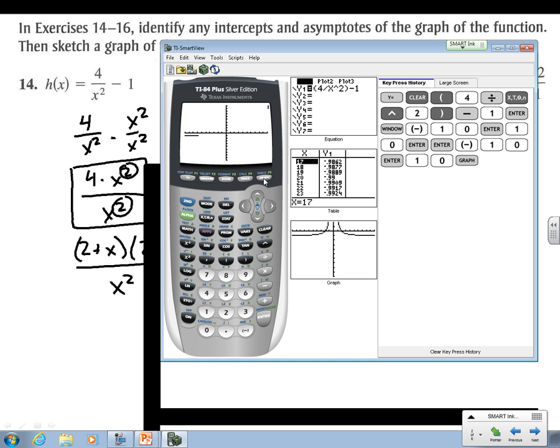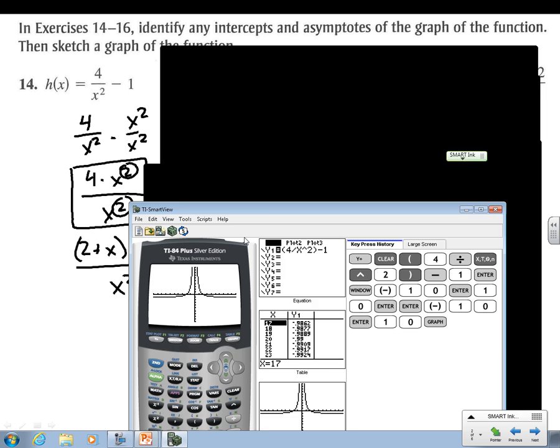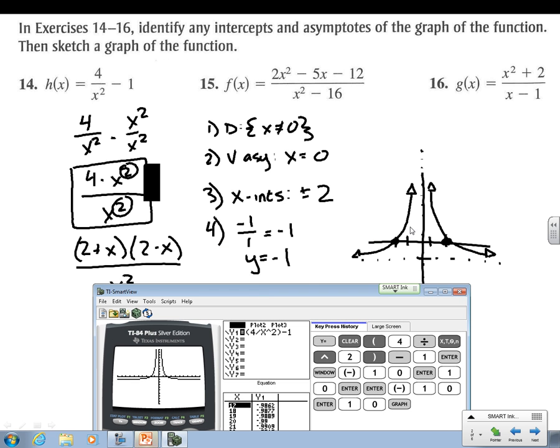And let's go ahead and graph that. And yep, our graphing calculator confirms what we had sketched earlier.